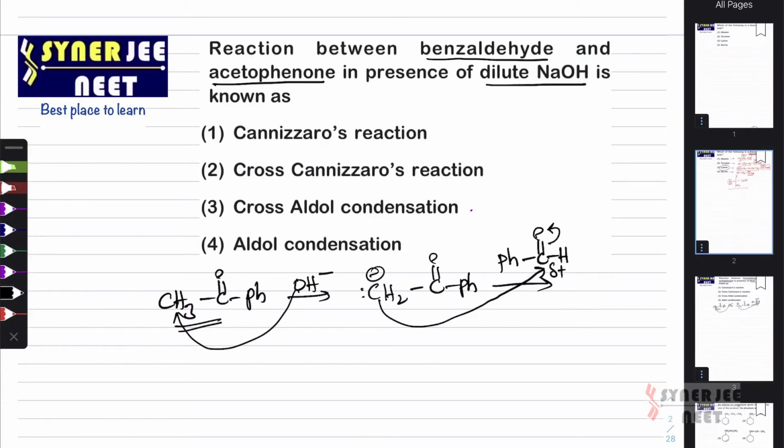So what will result? PhCH, and this becomes O minus, attached to CH2COPh. Now this O minus will take H plus from the water. Water is the solvent used. So from water it will take H plus and become an OH group.